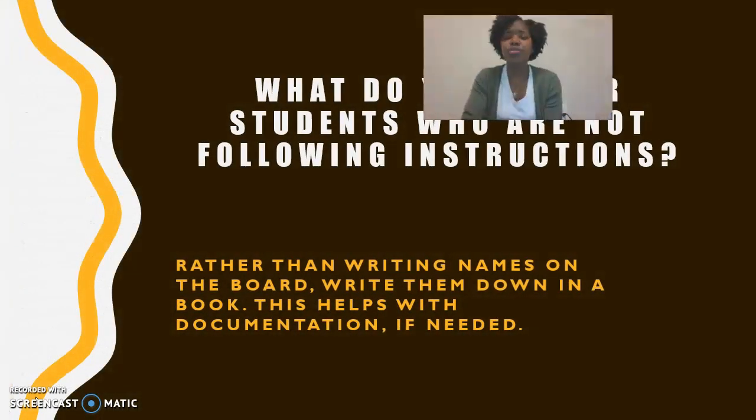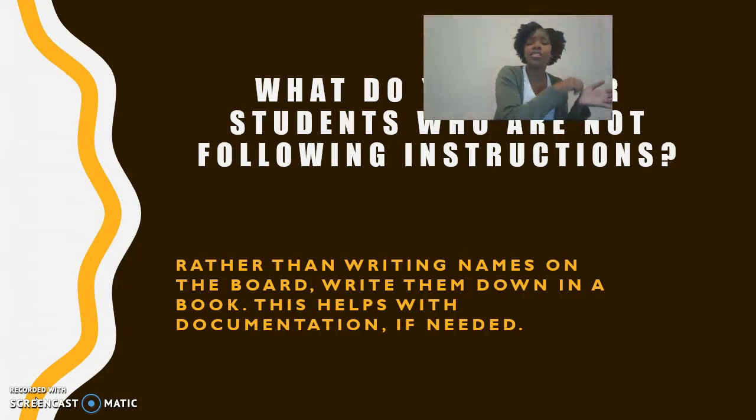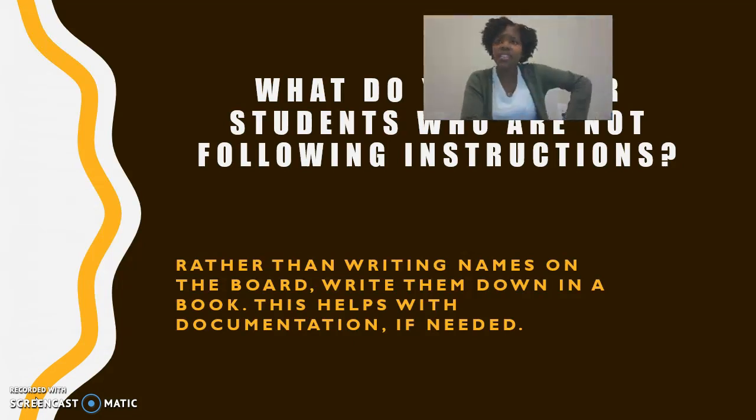Now, what do you do for your students who are not following directions? Okay, I want you to tell me. Go ahead. What are some things that you do for your students who are not following directions? Do you clap? Hey, what are you doing? Do you go over and tap them? Do you write their name on the board? Oh, MJ, you're talking, so you miss out on recess. An easy way to do it and to take notes is, instead of writing the names on the board and clapping and doing everything, just write them down in the book.